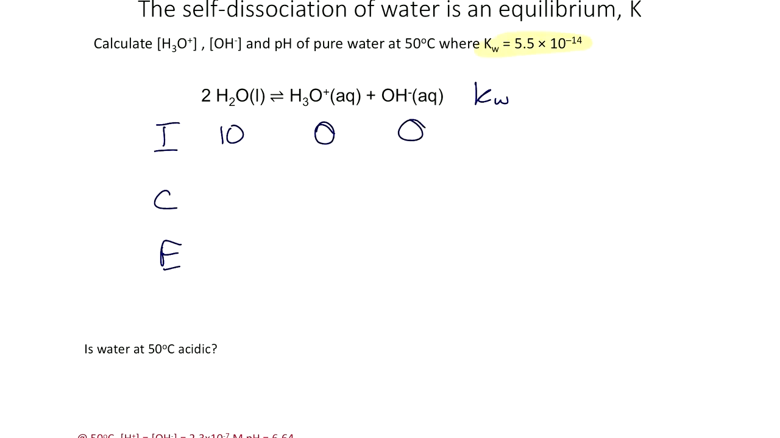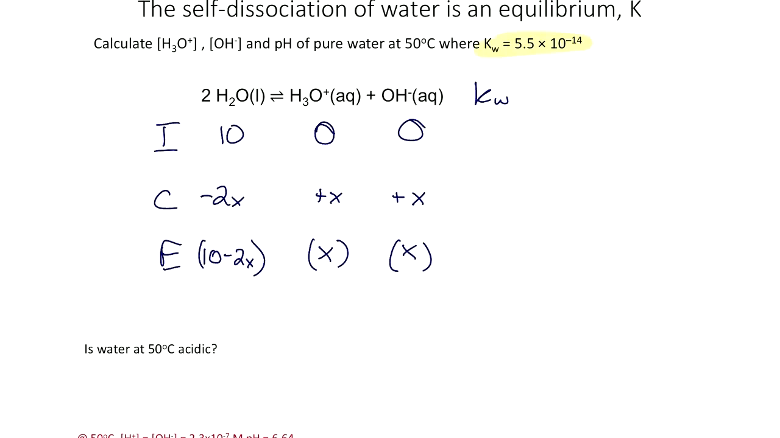So this equilibrium has to shift to what side? It has to move forward, yeah. So with water, we're going to lose 2x. We're going to gain x amount of hydronium, x amount of hydroxide. So at equilibrium, we'll have 10 minus 2x of H2O. Again, it doesn't matter how much we put in because that's not going to go into the equilibrium expression anyway. But what is important is that we have an x amount of hydroxide and hydronium. Again, this is the exact same as chapter 15.